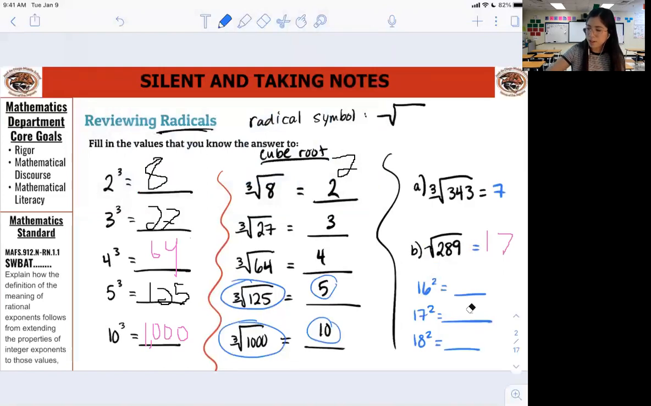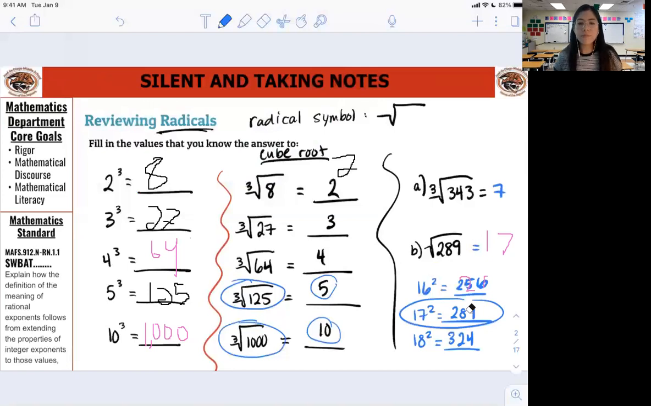So 16 squared is 256. 17 squared does give me 289, and 18 squared gives me 324. So you can figure out which one is correct by working backwards, basically.